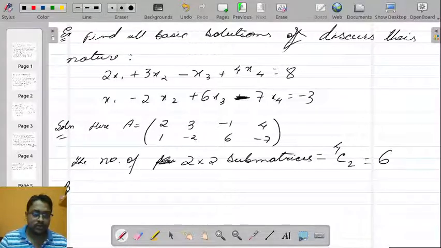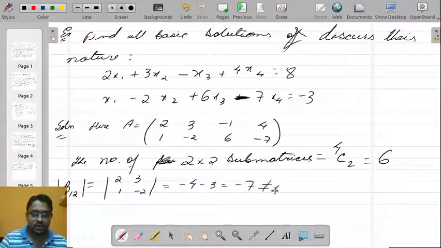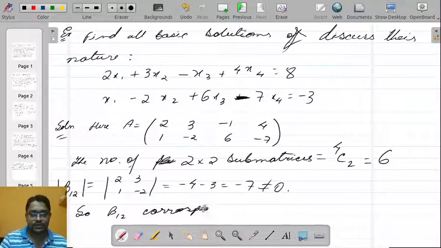So B12 means I have chosen the first column and second column. So the determinant of B12 equals the determinant of 2 3 1 minus 2, which is minus 4 minus 3, that is minus 7, which is not equal to 0. So B12 corresponds to a basic solution.